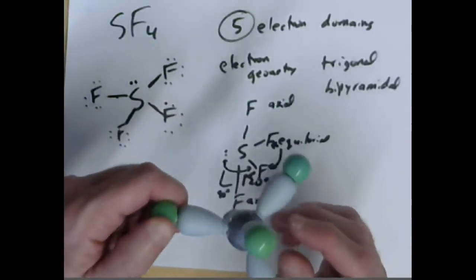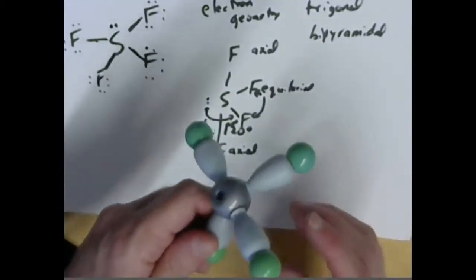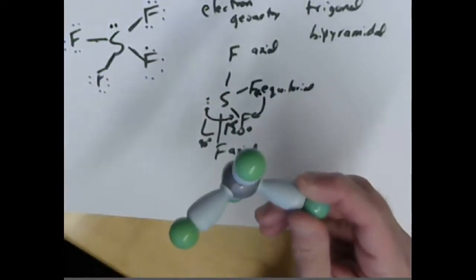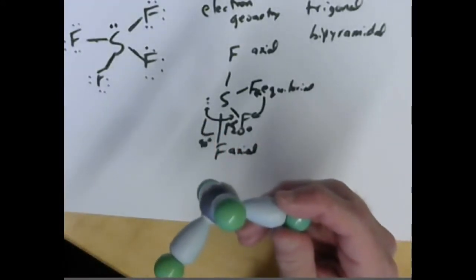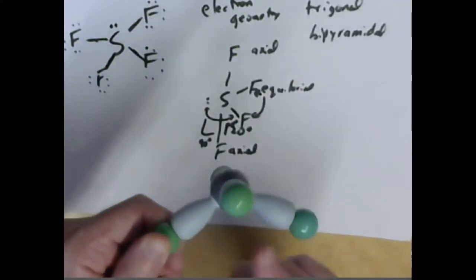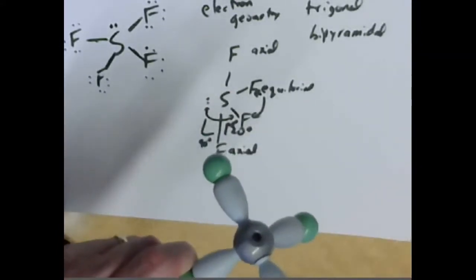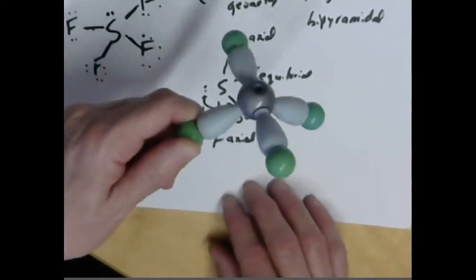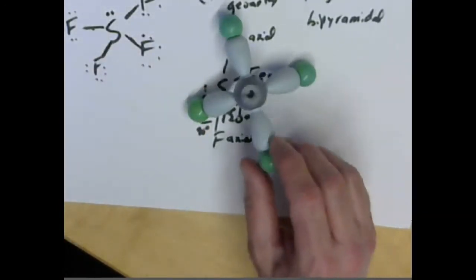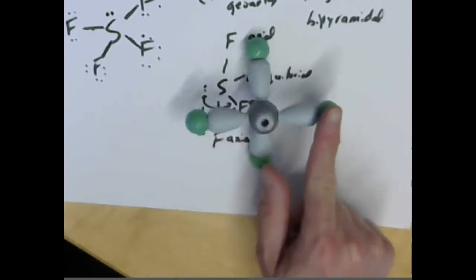So there's my trigonal bipyramid. I'm going to pull off one of my bonds. And so I'm looking down the axis in this position. And so that's where my non-bonding pair of electrons is. These are the 2 equatorial positions. There's an axial fluorine. There's an axial fluorine. And so I'm going to put this down on the surface. And what is the molecular shape? It's called a seesaw.